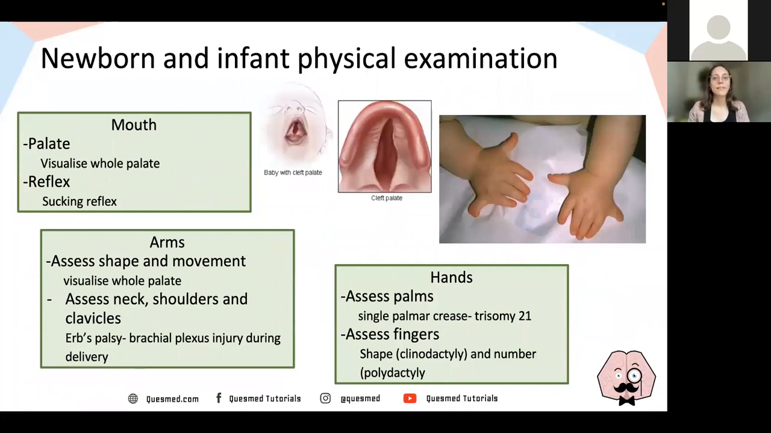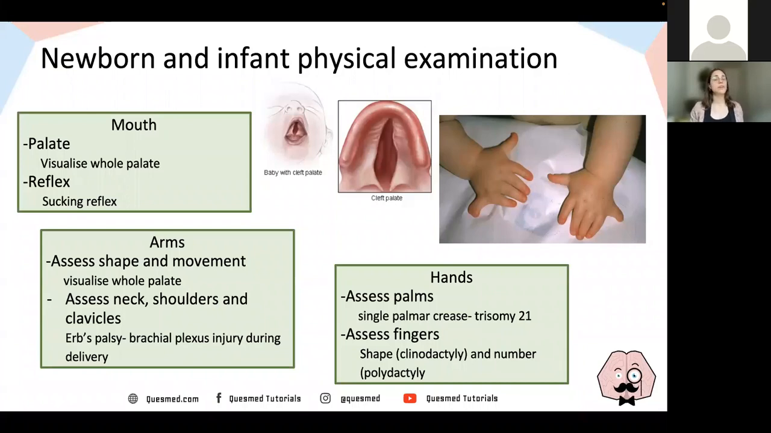Moving on, other things you'd be looking out for. So check in the mouth and try and have a look at the whole palate. Sometimes this is hard, it's a bit easier if the baby's crying, or if you try and elicit the suckling reflex, you can move the mouth around. And of course you want to check that reflex as well. And then you move down a little bit lower to arms and hands. Check that both hands are moving, check that both arms are moving.